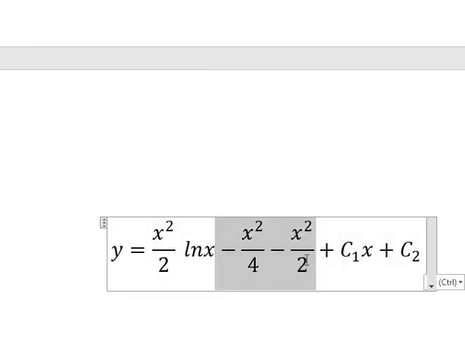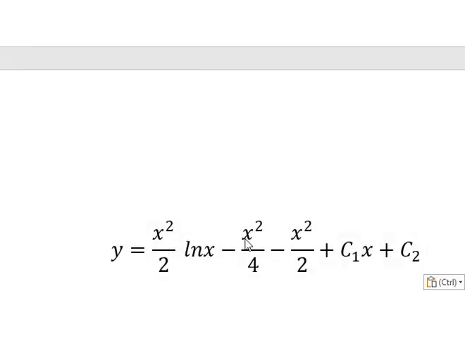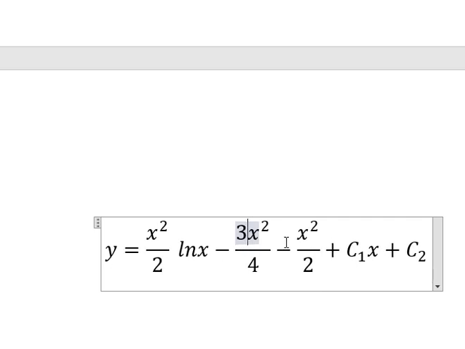So this one we simplify. So we have negative 3 over 4.